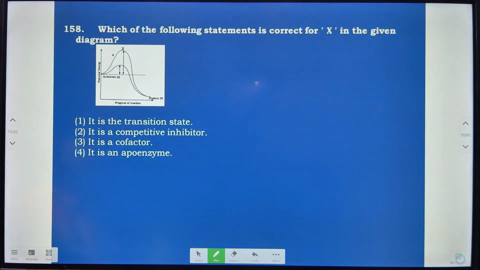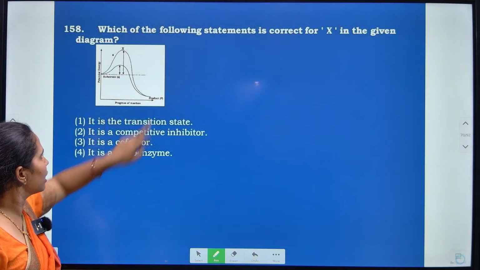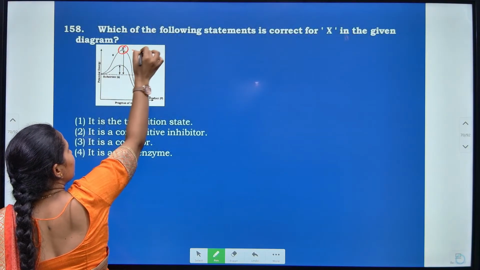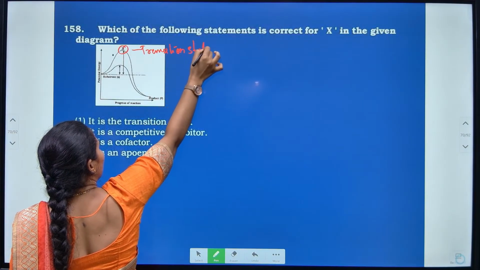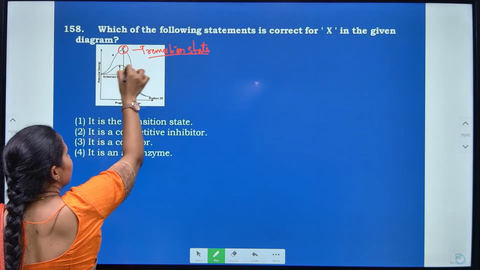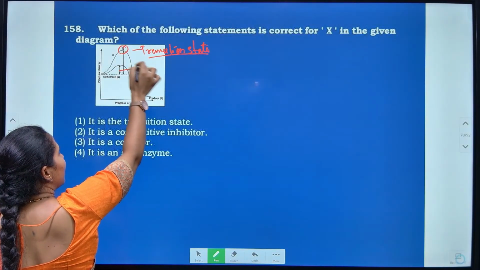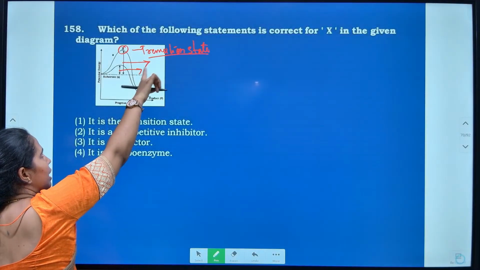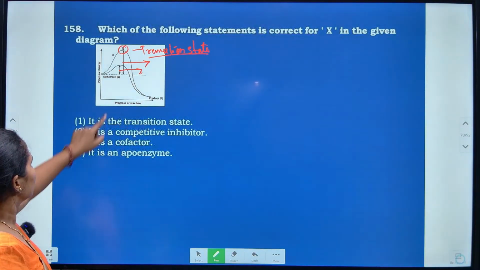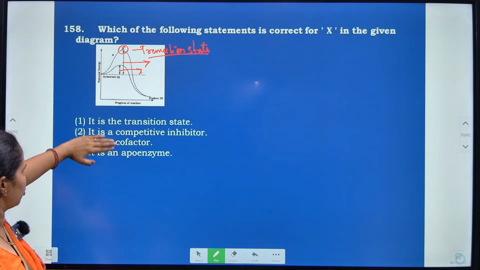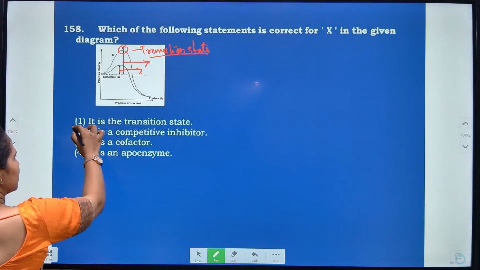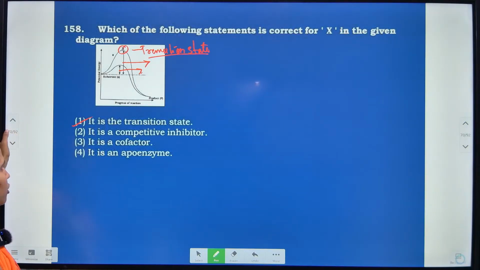Now, which of the following statements is correct for the X in the given diagram? A substrate which is going to produce the product has to go through X, which is nothing but a transition state. It is going to go through a transition state, and this line is activation by the use of energy. This is in the absence of enzyme, and this is in the presence of enzyme. So to form the product, a substrate will undergo the transition state. I think it is a direct question. By looking at the graph we can tell that it is a transition state. It is not a competitive inhibitor, it is not a cofactor, and it is not an apoenzyme.